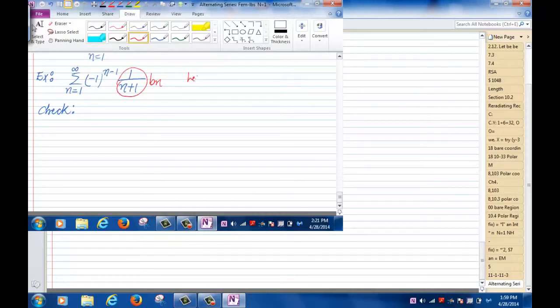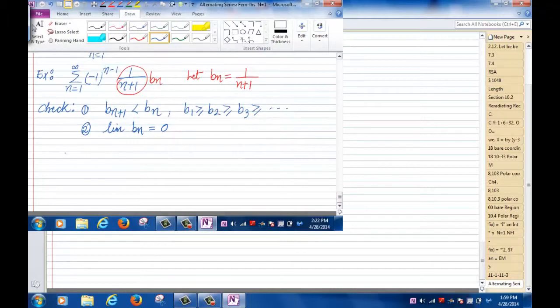So let Bn be 1 over n plus 1. And I have to check that Bn is what? Check 1, that Bn is decreasing. That means I have to show what? The n plus first term is always less than the nth term for any n, right? In other words, you have to check that B1 is larger than B2, is larger than B3, and so on. And then the second thing I have to check is that the limit of Bn is what? 0.